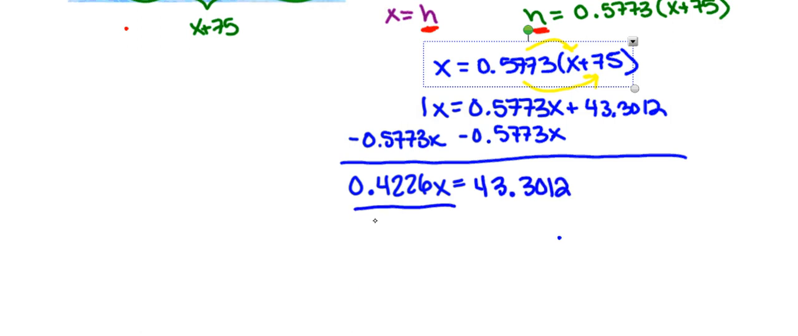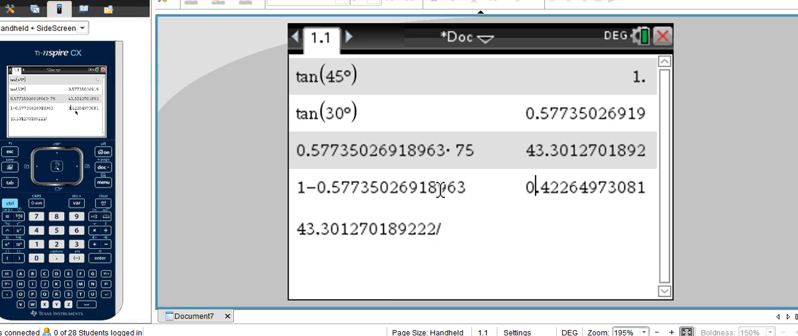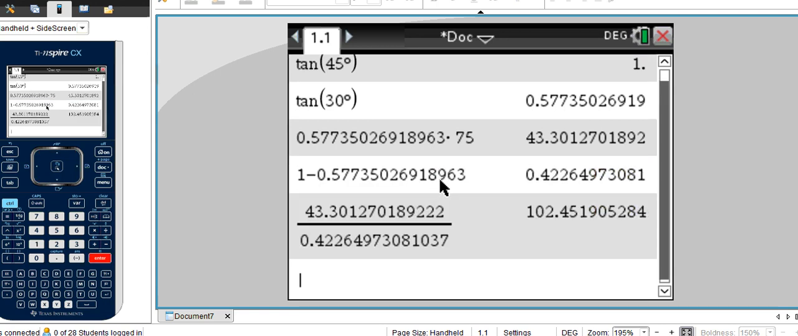I'm going to now divide by the 0.4226. So again, when I go into my calculator, I'm not doing just those 4 decimals, but rather the entire number from my calculator. So I've got the 43 number divided by the 0.42 number. So 102.4519.